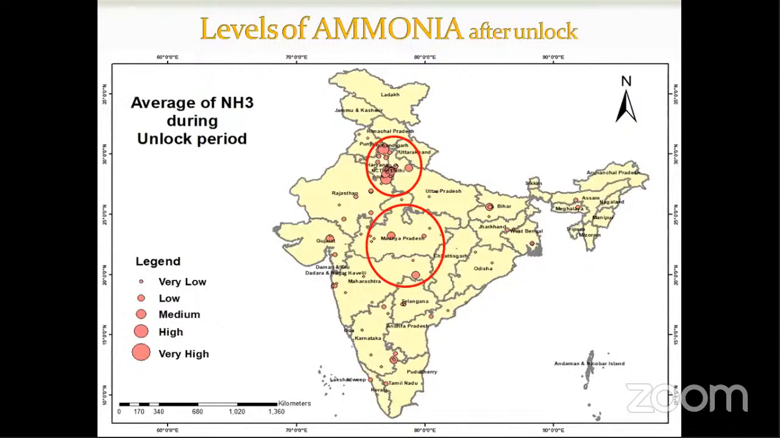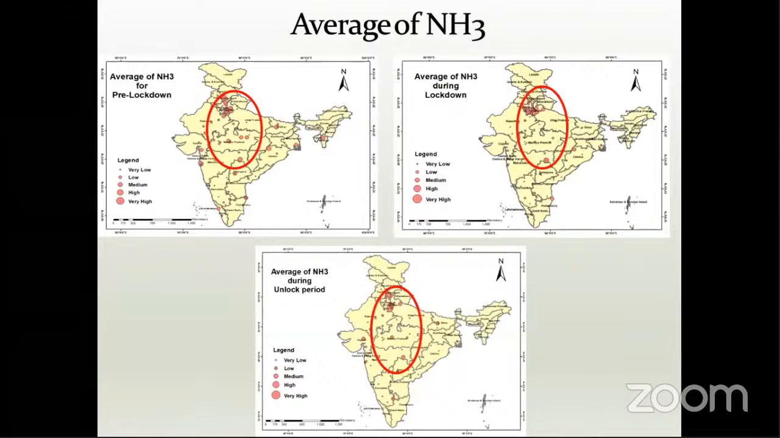In the unlock period as well, as a result of the lockdown, the pollutant is very low, but compared to the lockdown, it has risen a small amount. This is a slide showing the comparison between the three periods, pre-lockdown, lockdown, and unlock. It is very clear from this that the concentrated level of ammonia during the lockdown has gone down, while in the unlock period, it has again risen compared to the pre-lockdown.